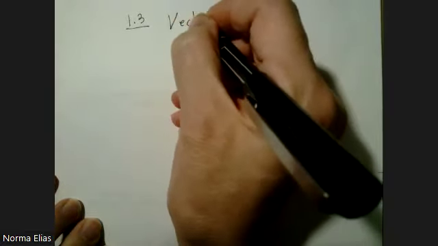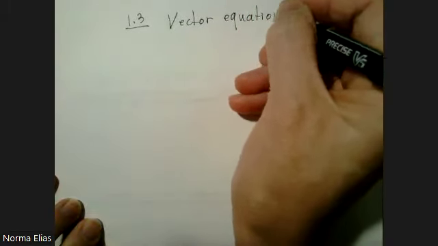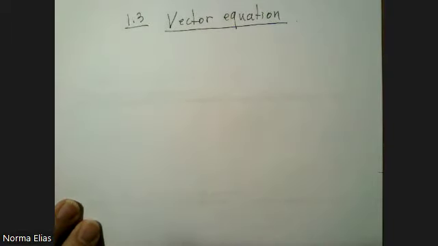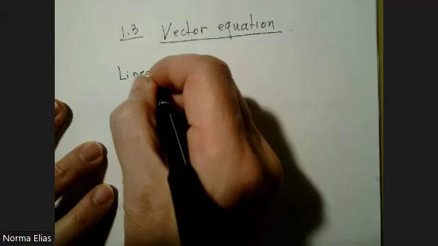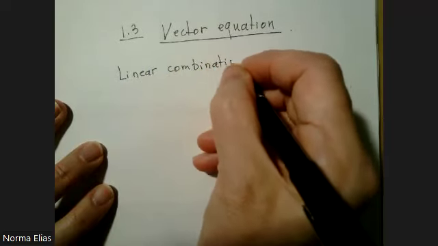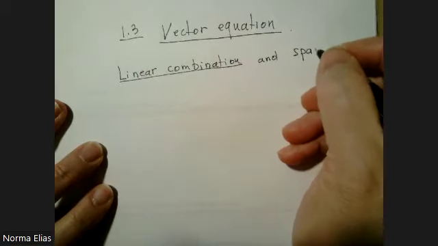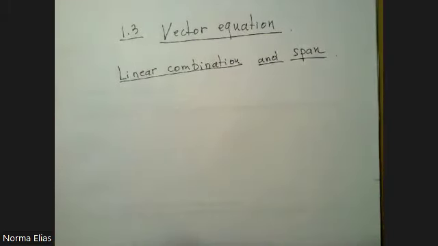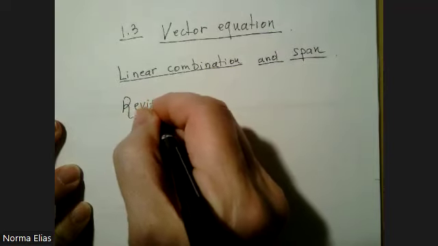So section 1.3, vector equation. We're going to discuss in this section two concepts. The concept of something called linear combination, hopefully we do that today, and then the idea of a span. But before being able to do any of this, I have to review a little bit of vectors with you.